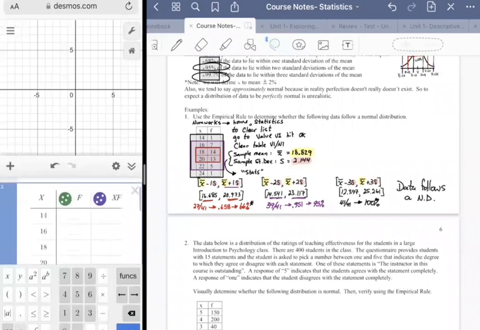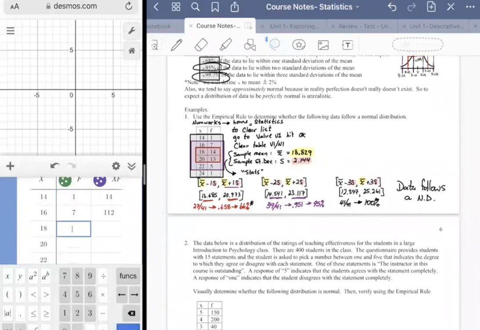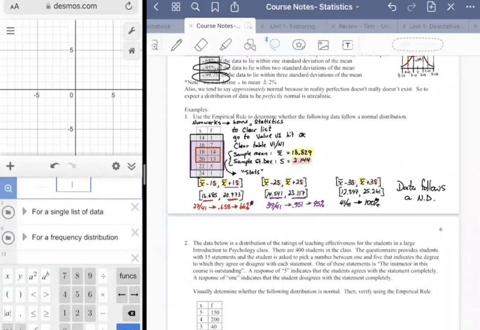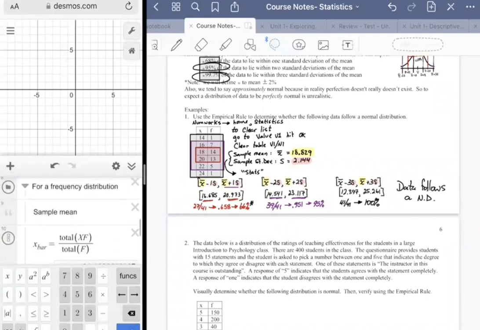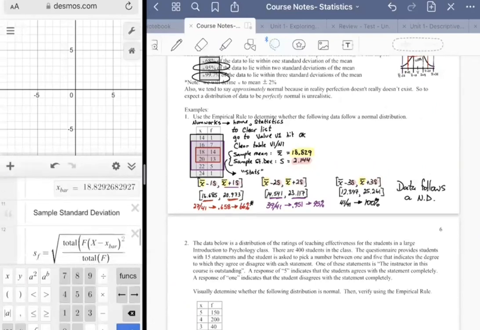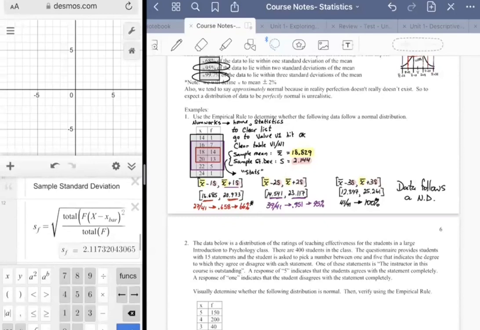And then my frequency values: 1, 7, 14, 13, 5, and 1. All right. So this is not a single list of data. It's a frequency distribution. So I'd hit the little drop down there. It'd give me the sample mean of 18.829. And it'll give me the sample standard deviation of 2.1. Well, it should be 4.4. So even this is not working.